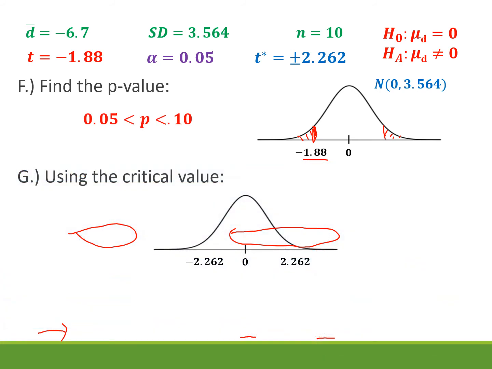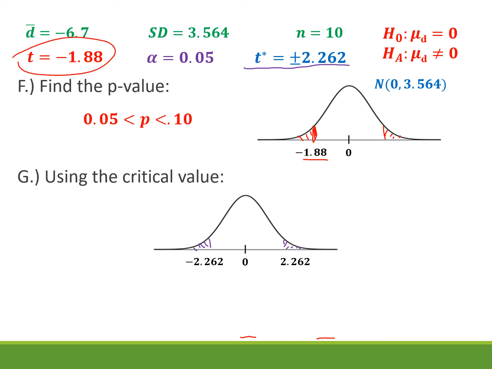If we wanted to do this using the critical value instead of the p-value, we take our critical value that we found on the previous slide. That's up here, 2.262. It's a two-tailed test, so that goes on both sides. If we end up with a test statistic that's in that shaded region, we would reject the null hypothesis. Here we got a test statistic of negative 1.88, not in the shaded region.